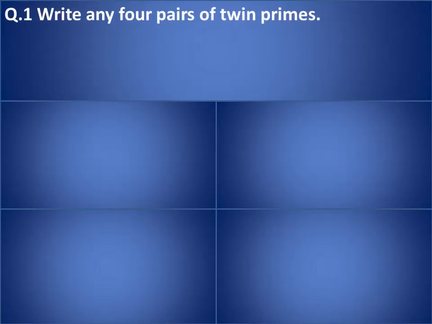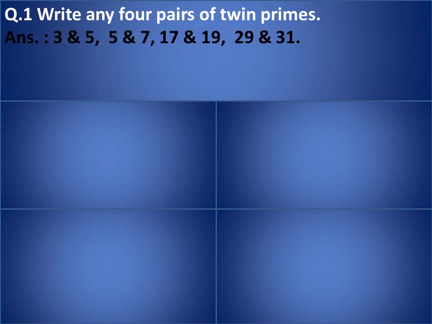Answer the question. Question number 1. Write any 4 pairs of twin primes. Let's recall twin prime numbers. Two prime numbers whose difference is 2 are called twin prime numbers. So the answer is 3 and 5, 5 and 7, 17 and 19, 29 and 31. You can write any 4 twin prime pairs.